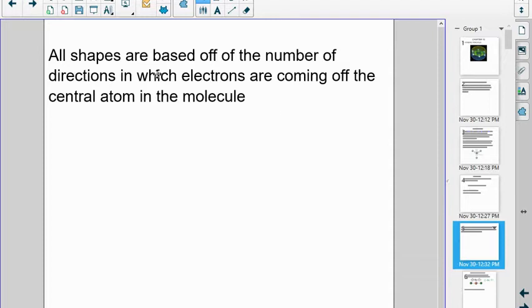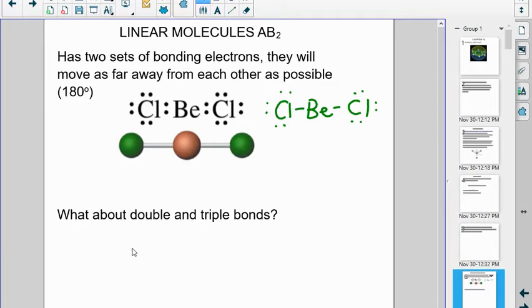All shapes are based off of the number of directions in which electrons are coming off the central atom. The simplest, we'll start with, is our linear molecule. It has the notation AB2. A is the central atom. It has 2 other atoms coming off of it. No lone pairs on the central atom, so 2 sets of bonding electrons. They get as far away from each other as possible. What's the angle between them? 180 degrees. That's as far away as they can get from each other.